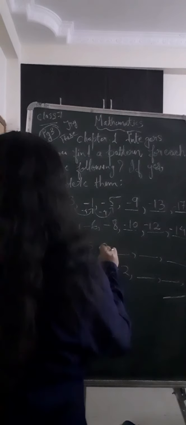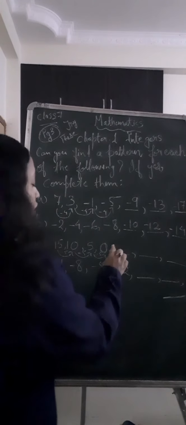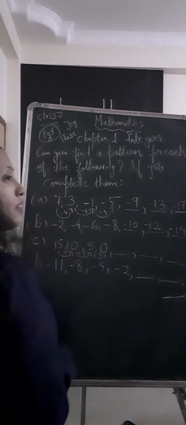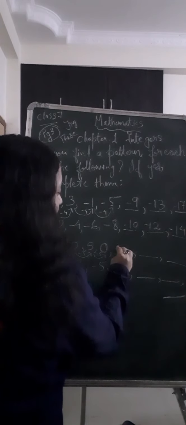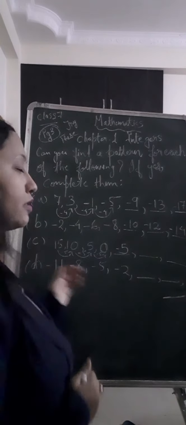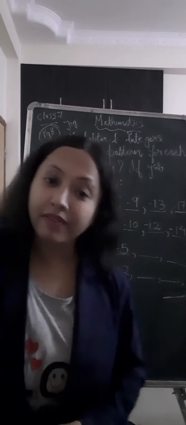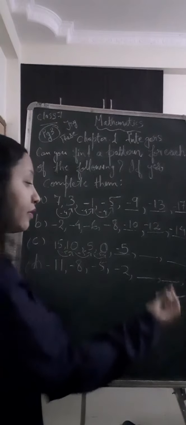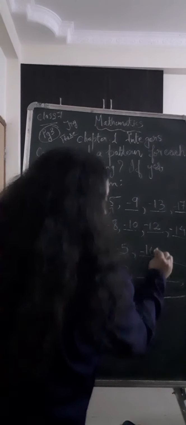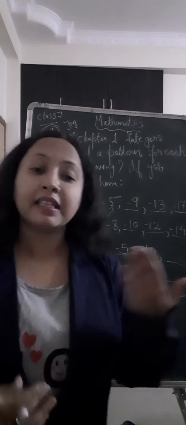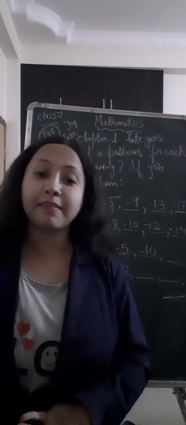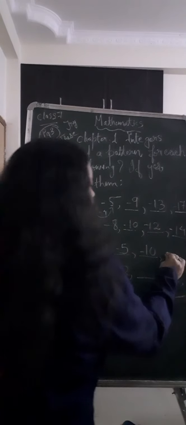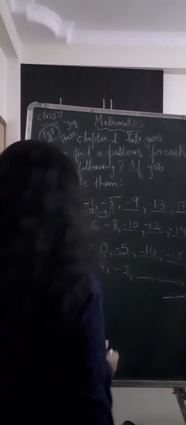So from 0 we are subtracting 5. So when we subtract 5 from 0, the very next number we will get in the series will be -5. Now from -5, when we further subtract 5, so -5 and -5, it will become -10 over here. Now after -10, the next number from -10 minus 5 will become -15. So this way we will complete this series.